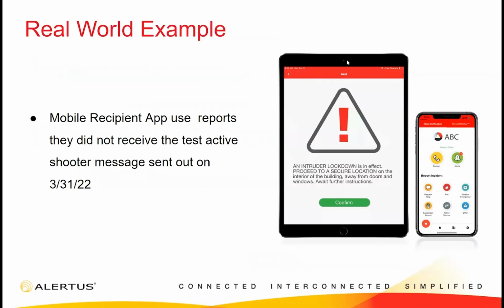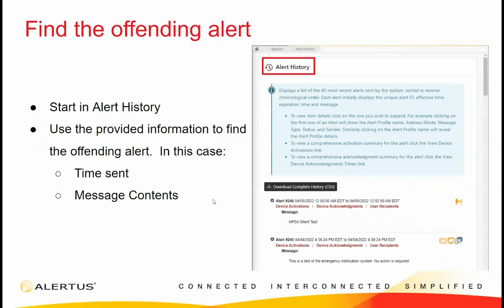That said, let's provide a real-world example. So we'll say a mobile recipient app user reports that they did not receive the test active shooter message sent out on 3/31/22. This is what we have to work with. Let's see if we can figure out the problem.